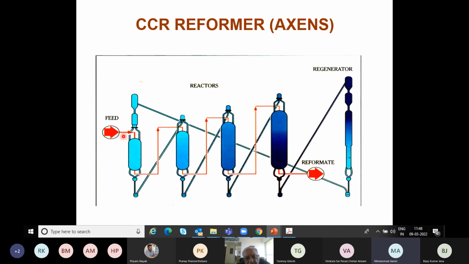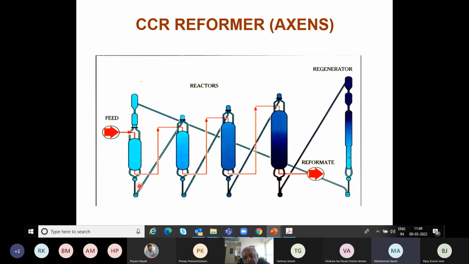So you preheat the feed and bring it here, and then the feed goes through this reactor. Similarly, it is not shown here, but there is a preheater here, and then it again goes through the second reactor, then the third reactor, and then the fourth reactor, the same journey, and then you get the reformate. The catalyst movement is also co-current, so the catalyst moves from the first reactor.